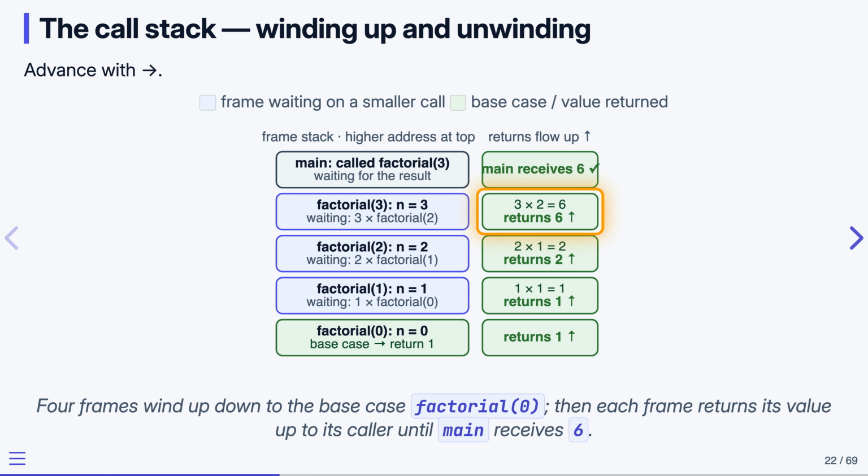That 2 goes up to factorial of 3. Its frame is popped. Factorial of 3 computes 3 times 2, which is 6, and returns 6. Main receives 6. Every factorial frame is now gone. 4 calls going down, 4 answers coming back up, each answer used by the very next frame.